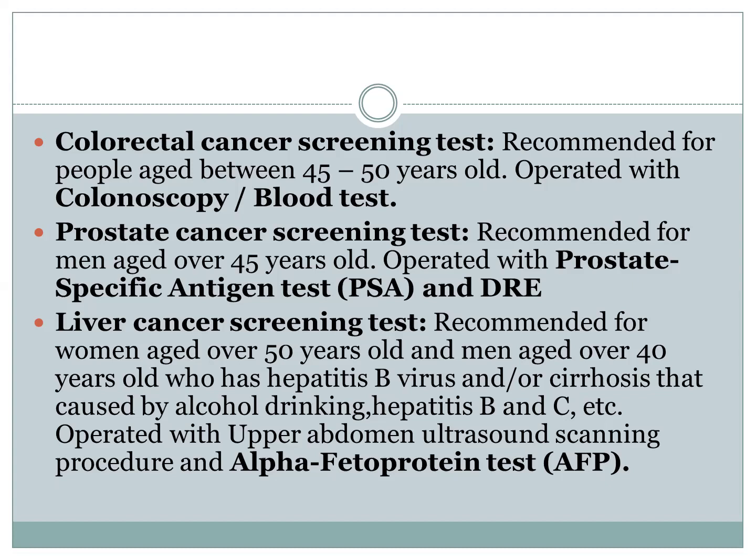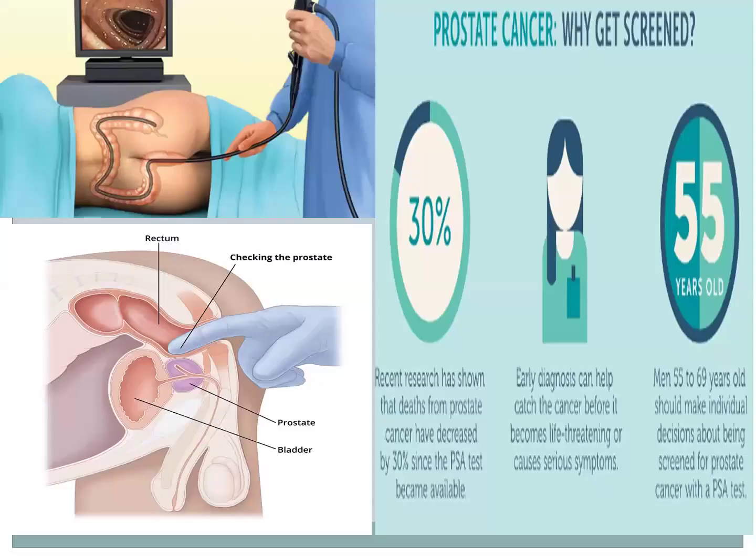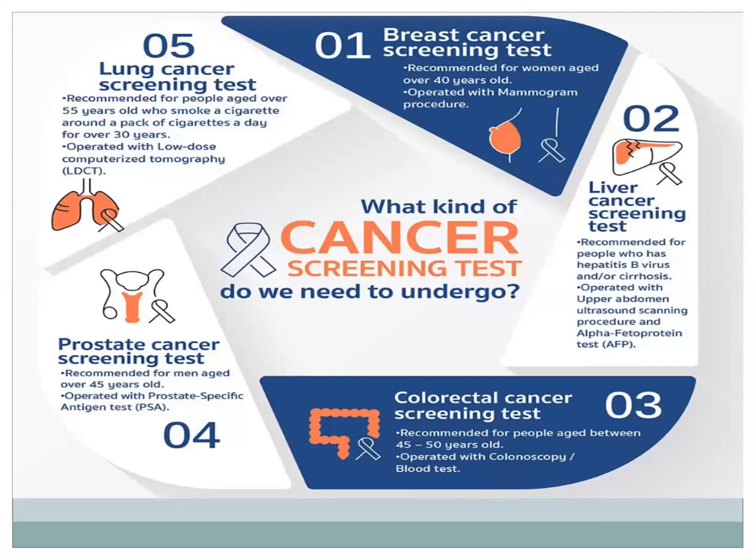Then the liver cancer screening test is recommended for people over 50 years old, people who have hepatitis B virus or C virus, or people with a history of alcohol drinking. It can be operated with upper abdominal ultrasound scanning and alpha fetoprotein test. So this is the picture of colonoscopy in which a camera is being inserted through the rectum. This is the digital rectal examination in which the prostate is felt, and it is important to get screened for these diseases.